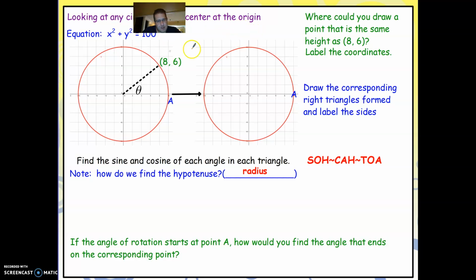Look at any circle with the center of the origin. So this is the formula for a circle. So we have 8, 6. We also know that negative 8, 6 would also be the same height. So negative 8, 6 would be right here. Draw the corresponding right triangles for them. So that would be this triangle here and this triangle here. Once I know theta, then I know this one's 180 minus theta.